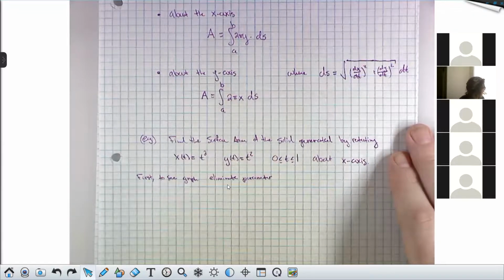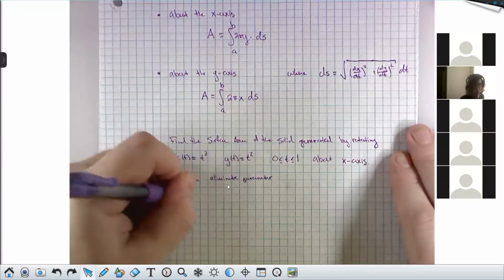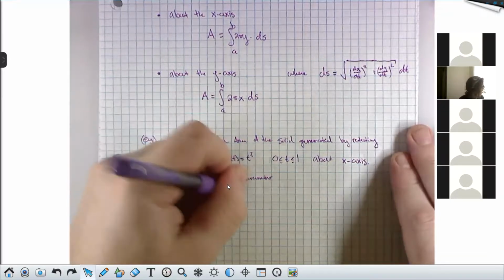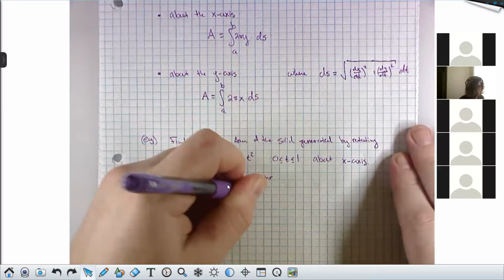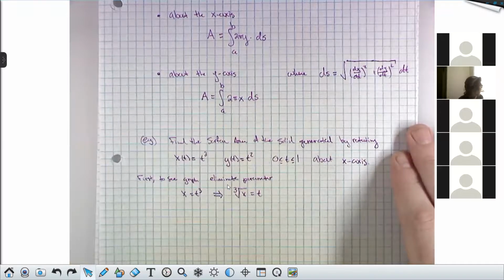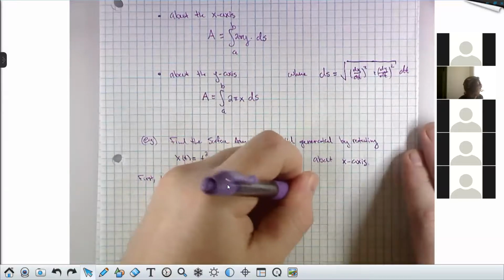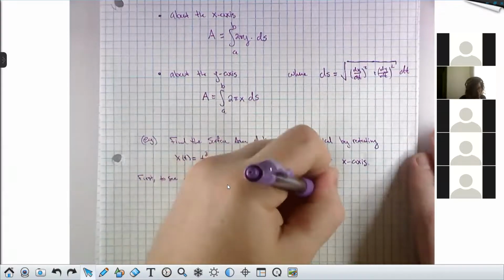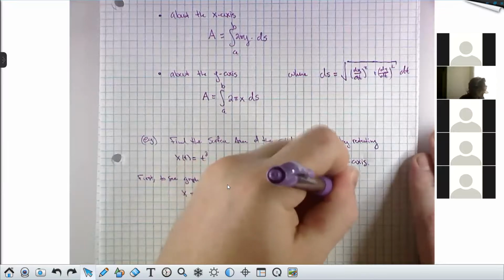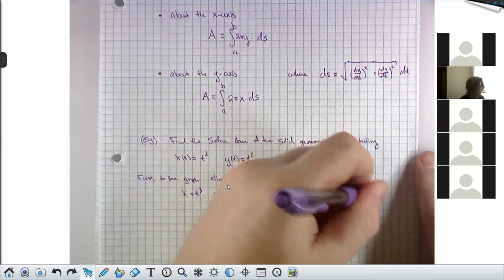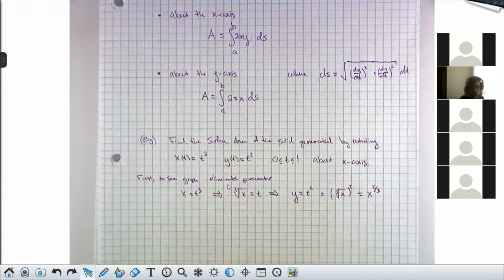This is what we were doing on Tuesday. Since I know x is equal to t cubed, that means that the cube root of x is equal to t. And then if I plug that into the y equation, I get y is equal to t squared, but t is the cube root of x. So that's the cube root of x squared, which is x to the 2/3 power. So my curve here is a portion of the graph y equals x to the 2/3.